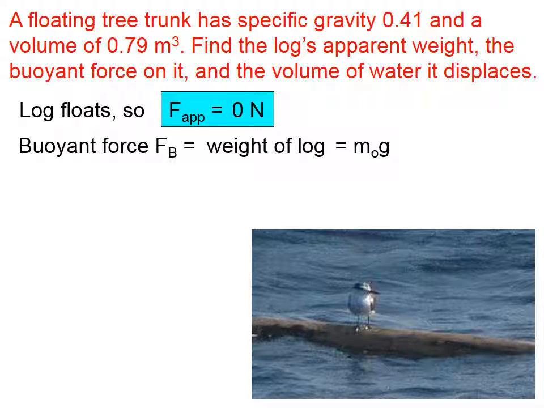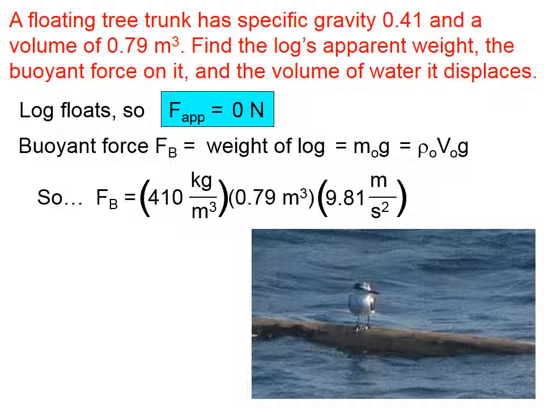Now, we weren't given the mass of the log, but we were given the volume of the log, and based on the specific gravity, we can calculate the density of the log. The density of the log is going to be 410 kilograms per cubic meter. There's the volume, 0.79, and there's the acceleration due to gravity. So the buoyant force is numerically equal to the weight of this log, and that is 3,200 newtons.